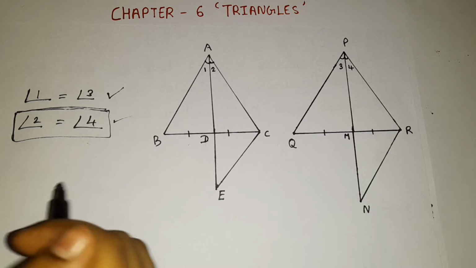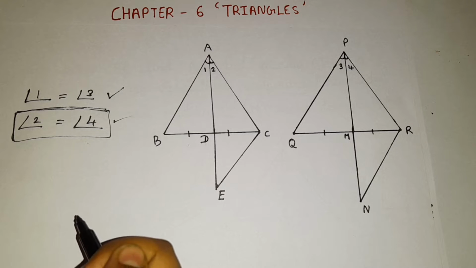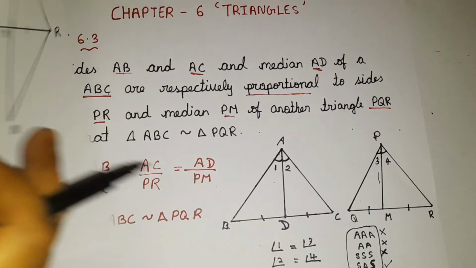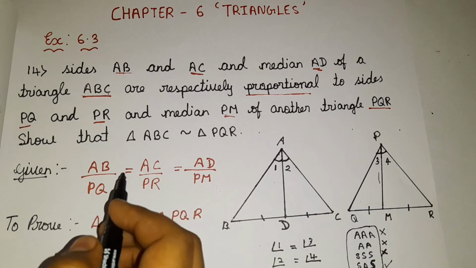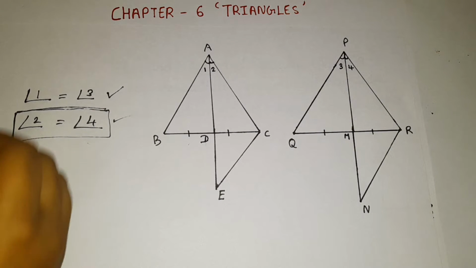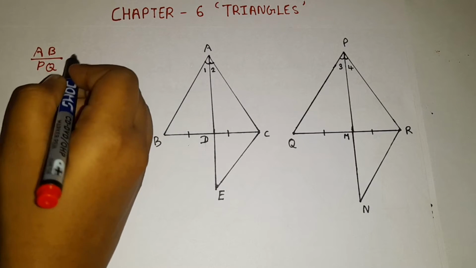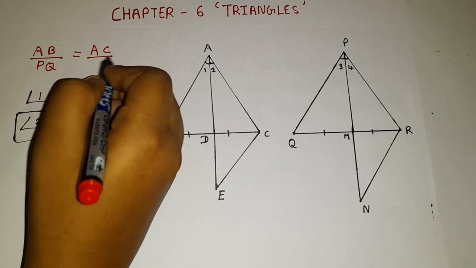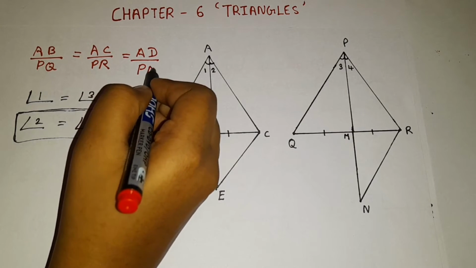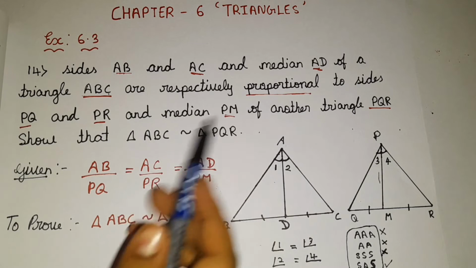Information means if you want to prove something is similar, we need information, right? For that also we are supposed to use the criterion. Am I right? So which type of information am I going to be using? I'm going to be using the same information mentioned in the question. I'll write it here also, then only you'll understand. So what is that information? AB by PQ is equal to AC by PR is equal to AD by PM. This is the information mentioned in the question. Since they mentioned proportional, we got this information.